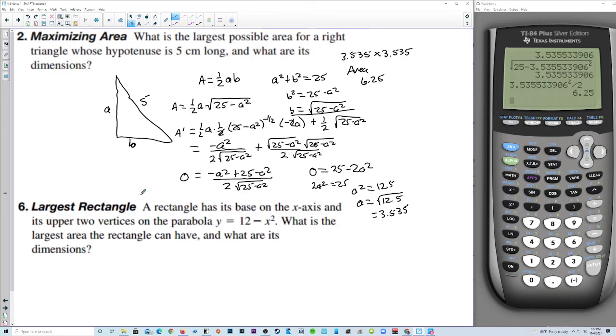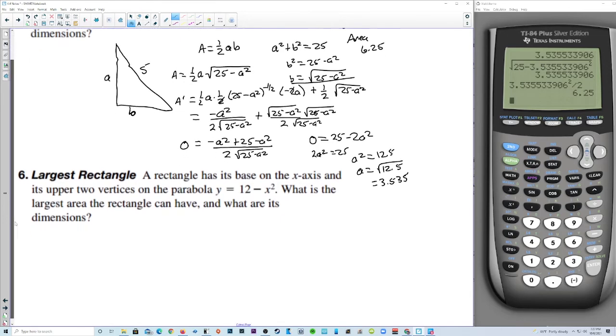Number 6, largest rectangle. A rectangle has its base on the x-axis and its upper two vertices on the parabola y equals 12 minus x squared. What is the largest area the rectangle can have, and what are its dimensions? So a rectangle has its base on the x-axis. All right, so let's put the base on the x-axis.